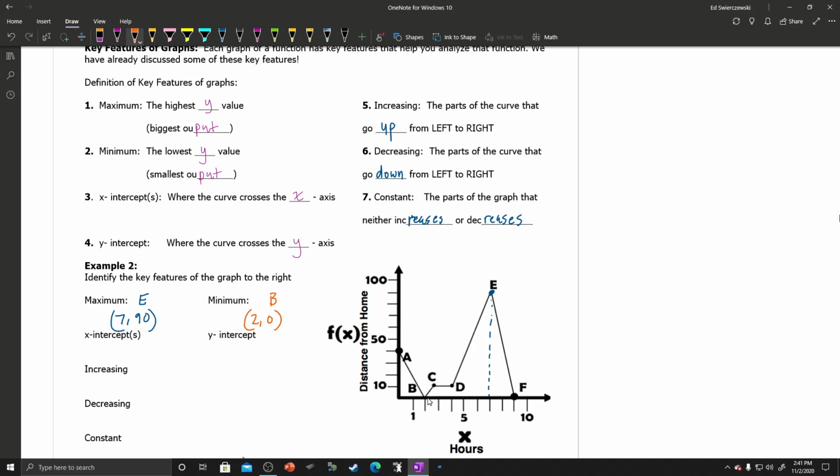So, an x-intercept can sometimes cross the x-axis, but it could just touch the x-axis. So if we want to think about x-intercepts, I actually see two of them. It touches or crosses here, and it touches or crosses again here. So I have B and F. Y-intercept would be where my graph crosses the y-axis. So right here at point A is where my graph crosses the y-axis.